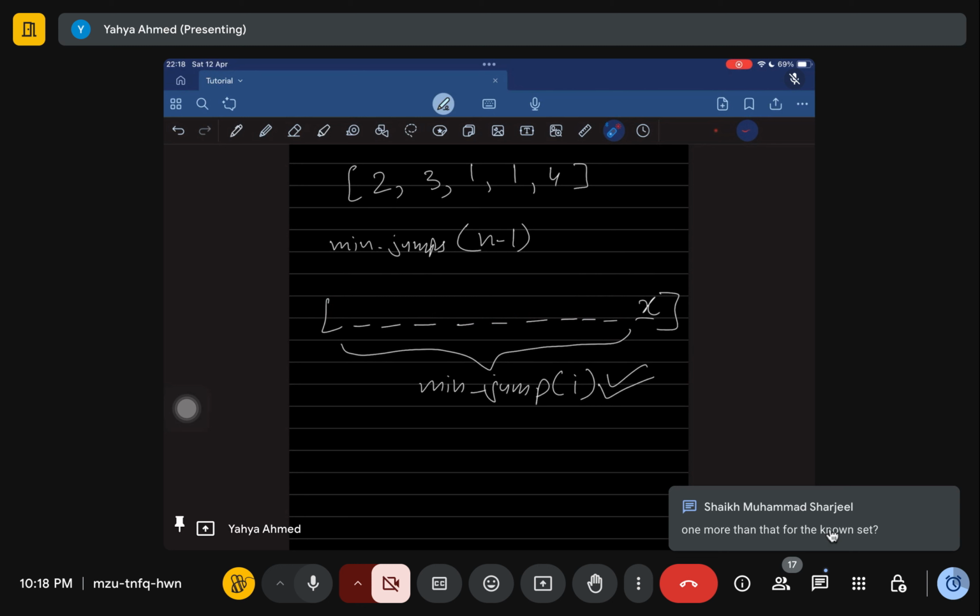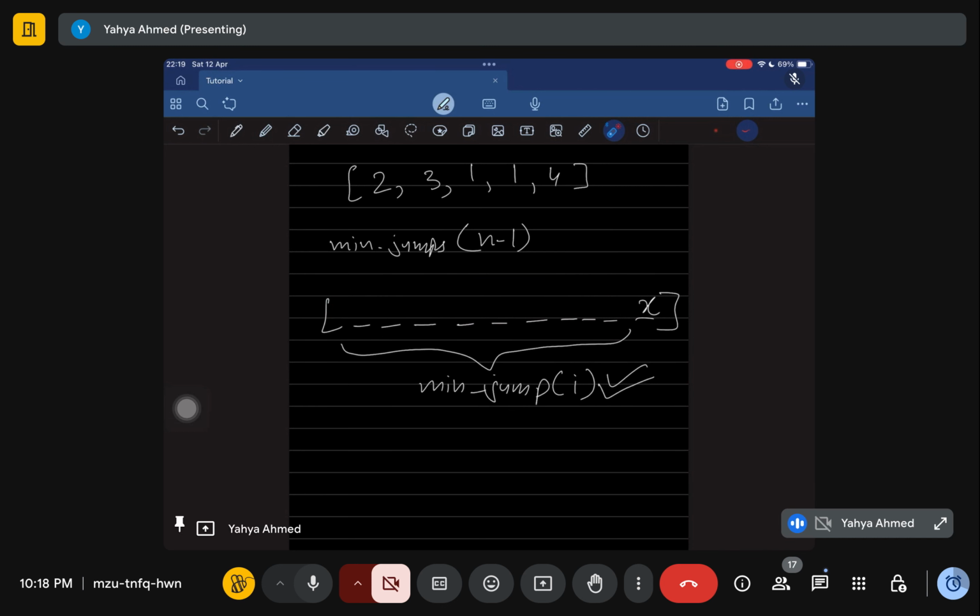Sheikh Mohammed Shajil, you're on the right track. Could you explain it a little better? I think you're thinking the right thing, but say it in a more robust way. You're right about the one more part, but one more from which index? From which index will I do plus one to get the answer?